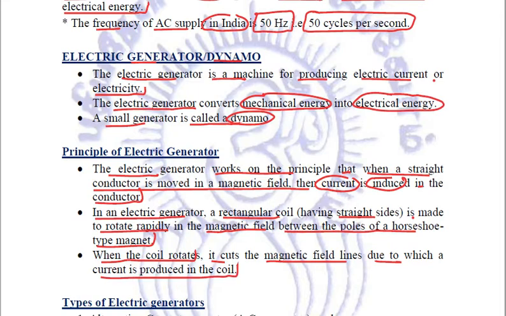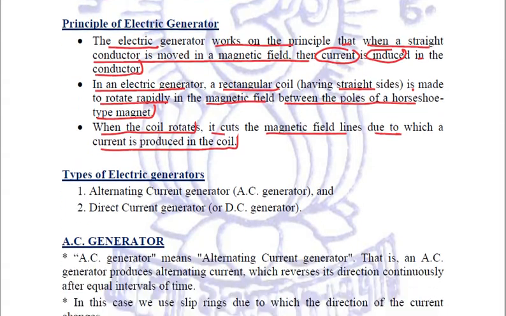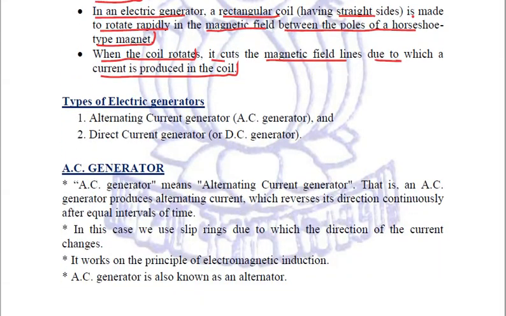Now, depending upon what type of current is being produced, or what is the direction of the current, these generators are of two types. One is the generators which produce AC, alternating current. So they are called alternating current generators or the AC generators, and the other ones are which produce direct current. That is why they are called direct current generators or DC generators. Let us try to get into a brief of it.